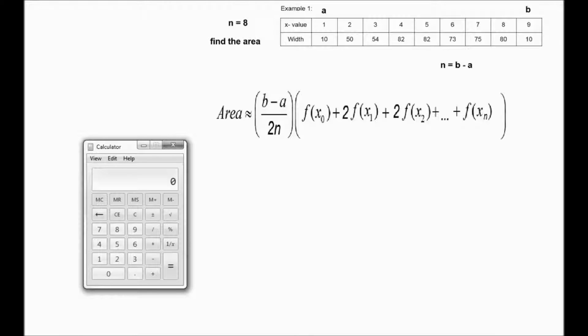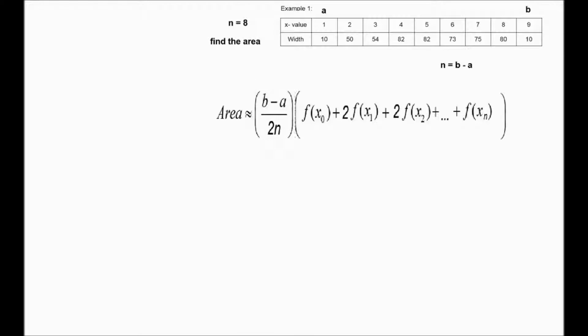So, what we do first is we plug in b minus a, 9 minus 1, as we did earlier. That gives us 8. Next, we divide that by 2 times n. 2 times n is 16, so we see that the first part is 0.5. So now we know that this part right here is equal to 0.5.